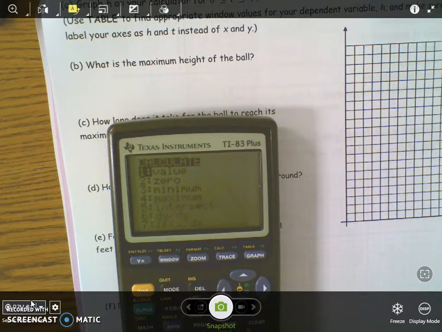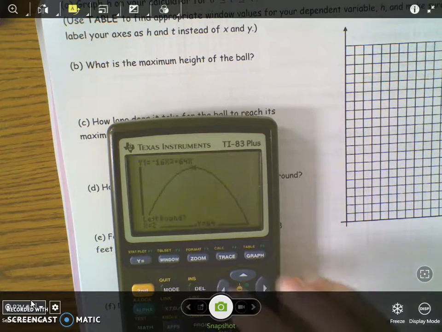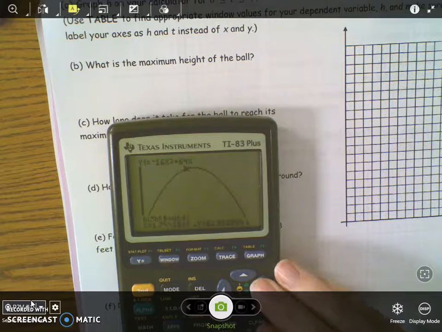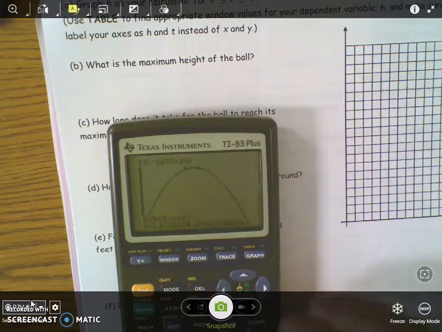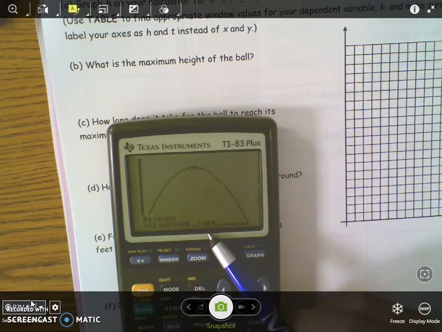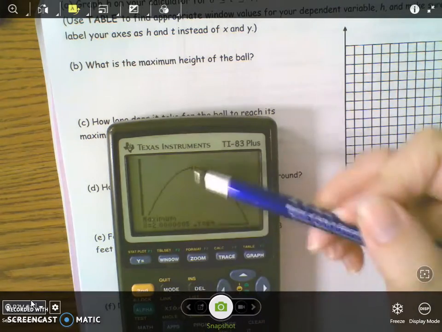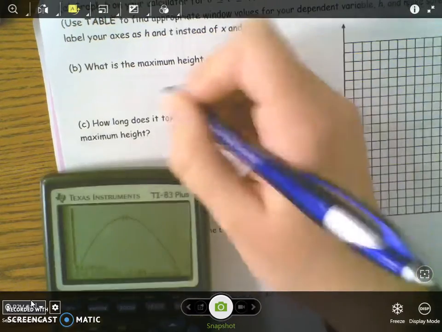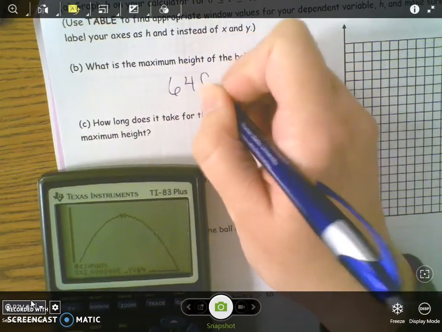So we're going to push 4 for maximum, and then it wants us to give it boundaries. So for my left bound, I'm going to do a little bit left of my maximum, and for my right bound, I'm going to do a little bit right of my vertex, and then I press enter, and it tells me that 64 is going to be my y coordinate, which is how high it is, so that's what I'm looking for. So it goes 64 feet.